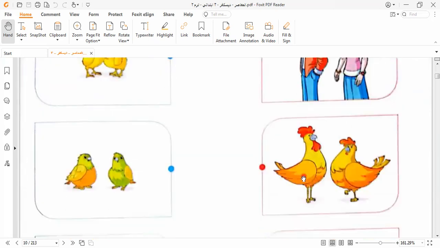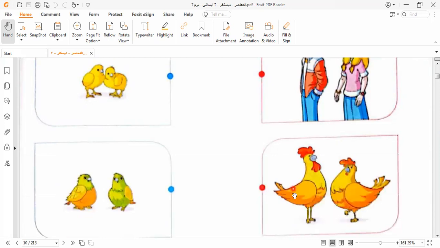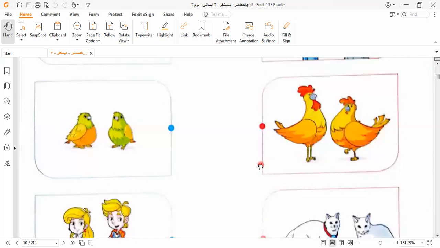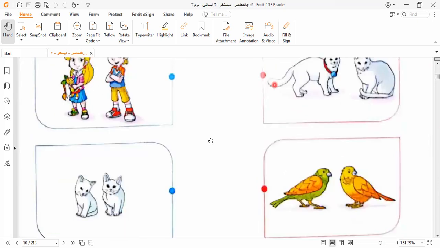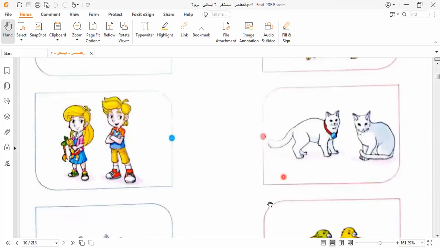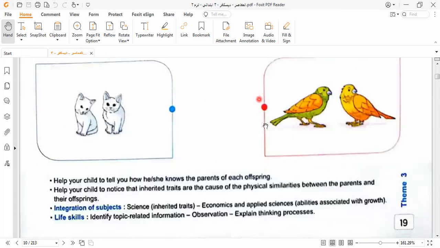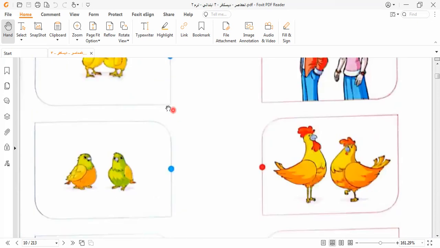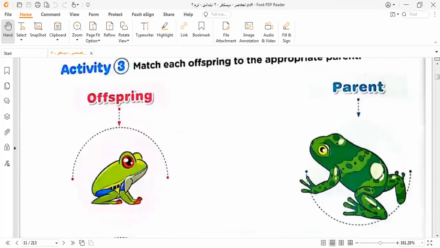Another picture. We have two hens. What is the offspring of this hen? The chicken. So I will select this picture with this picture. Another one. We have cats. Cats with kittens. So I will select this one with this one. Doves. Two doves with the small doves. I will select this one with this one. Is it clear now? I think it's clear now. Let's go to another one.